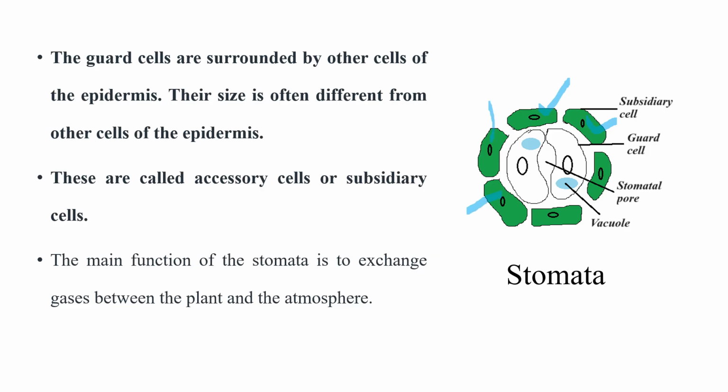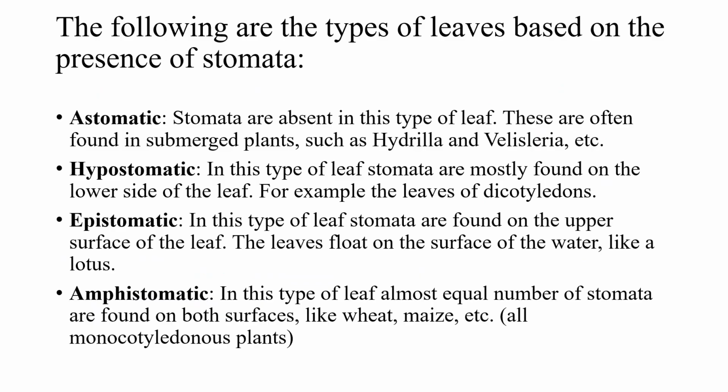These are subsidiary cells. The main function of stomata is to exchange gases between plant and the atmosphere. Then these are some following types of leaves based on the stomata. One is astomatic. Stomata are totally absent in case of some submerged plants, the plants which lie below the water. So they don't require any stomata.